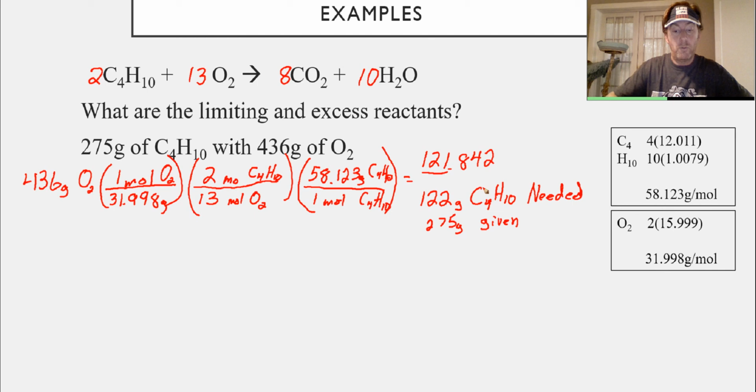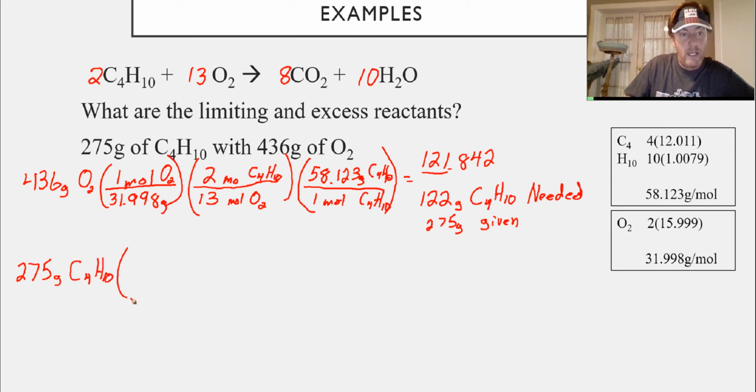Well, what if I flipped the coin the other way and did the numbers for the oxygen? Well, you can do that, and I'll do that real quick here for you. So let's start with the butane this time. 275 grams of butane. So I want to get rid of grams of butane, so my 58.123 grams for 1 mole of butane.